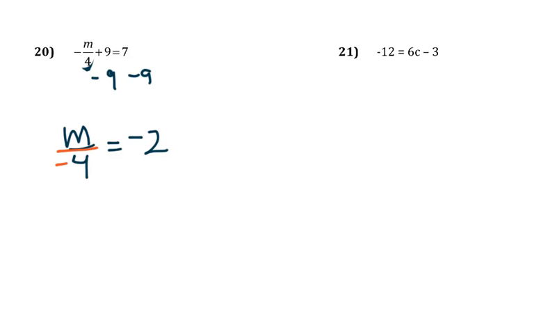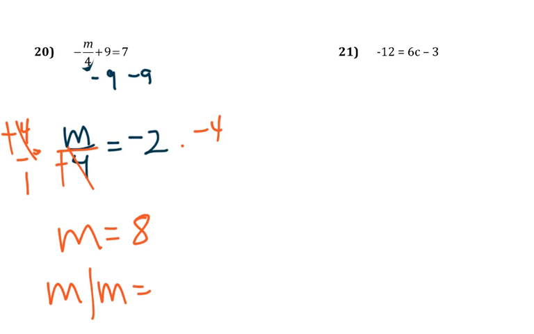So instead of dividing by negative 4, I'm going to multiply by negative 4. And multiply by negative 4. So I'm going to have m is equal to negative 2 times negative 4, which is positive 8. So m such that m is equal to 8. Okay, and then number 21.